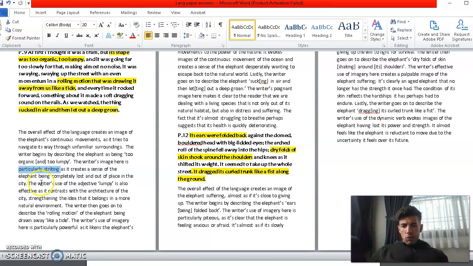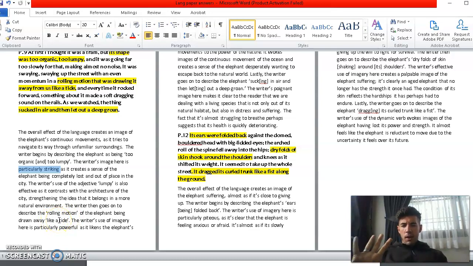Then we use the zoom in techniques. So the writer's use of the adjective lumpy is also effective as it contrasts with the architecture of the city, strengthening the idea that it belongs in a more natural environment. Then we go on to analyse our second quote. The writer then goes on to describe the rolling motion of the elephant being drawn away like a tide.